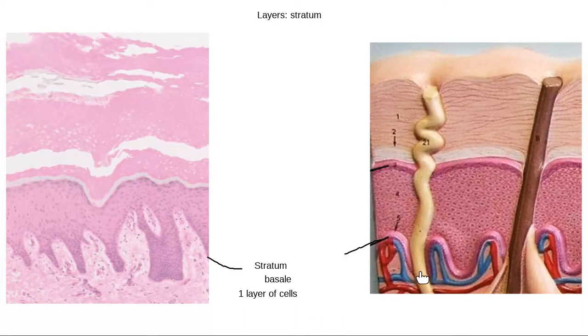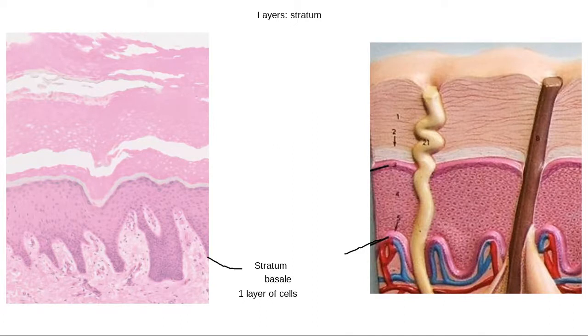Now, stratum basal is really important because this is the part of the skin where we actually do mitosis. Stratum basal is where your skin does mitosis. Does anyone remember what happened in mitosis? What's going on in mitosis?